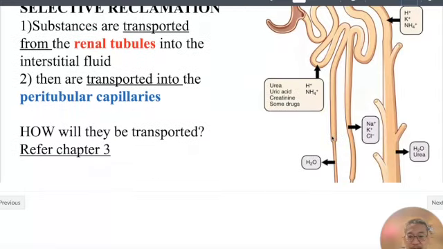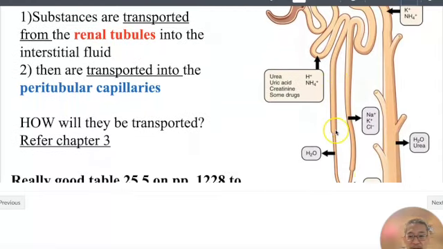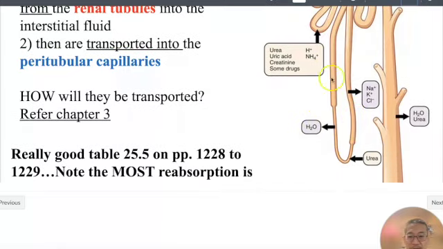Down here is the loop of Henle. Everything's coming through, but this is called the descending limb. At the descending limb, water will come out, causing sodium to be more concentrated. So the liquid here will be more salty, and it's now absorbing even more urea.